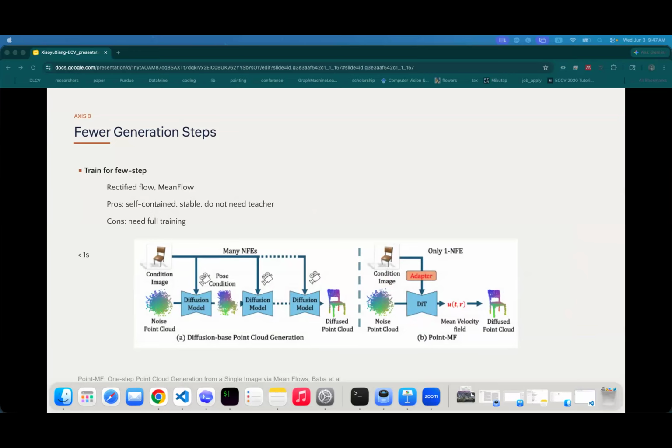Another alternative is to train the model for fewer steps or one-step generation from the beginning. Methods like rectified flow and mean flow try to make the generation path easier to sample, so the model does not need dozens of denoising steps. The advantage of this approach is that it's self-contained and does not necessarily require a teacher. And the downside is that you typically need full training, which is very expensive. But the latency potential is very attractive. With one-step generation, sub-second or near one-step generation becomes possible.